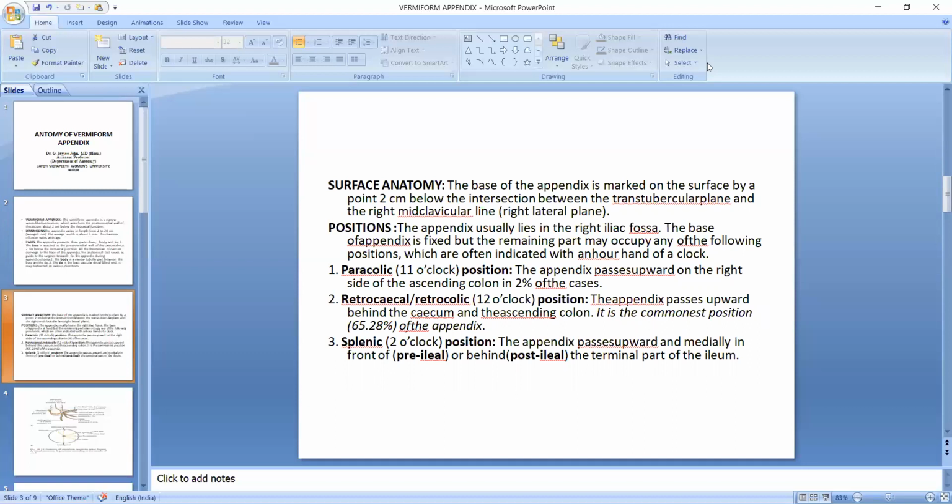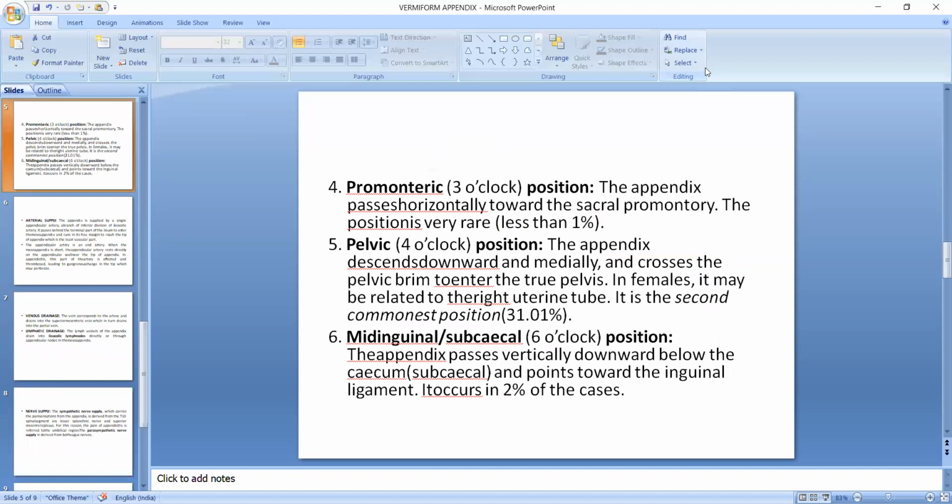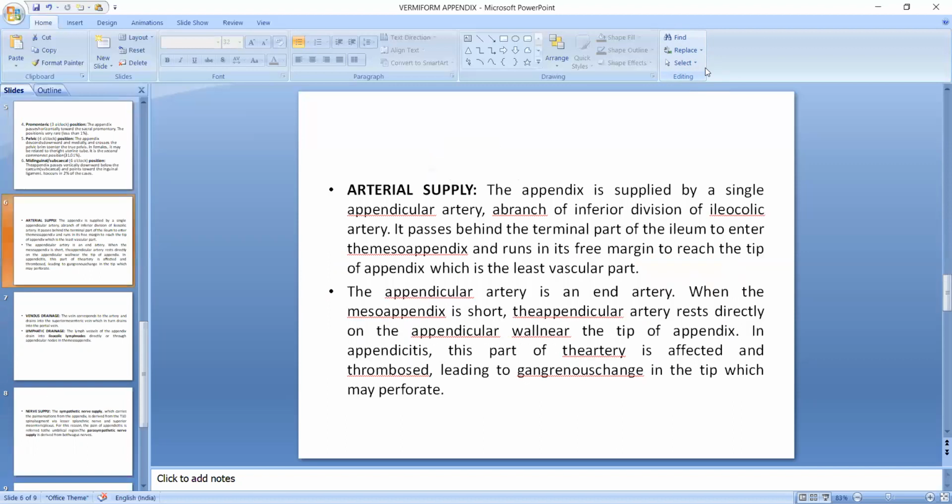Paracolic position, we can say 11 o'clock position, and retrocolic position, where 12 o'clock position, and the splenic position, where we can say 2 o'clock position, and promontoric positions, pelvic positions, medial positions. All these positions, where appendix varies at different positions.